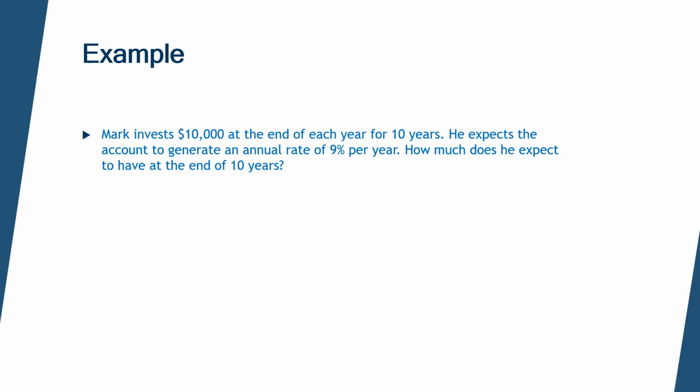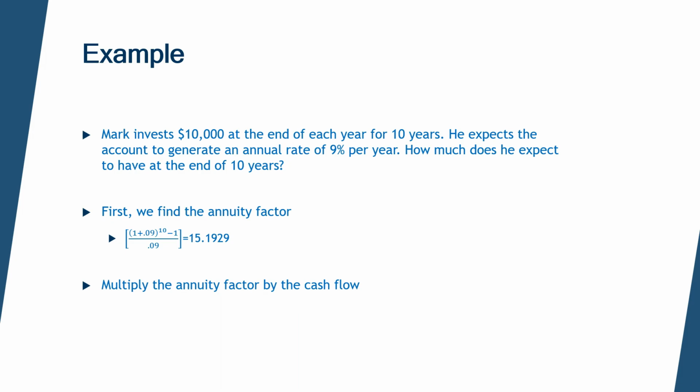We'll take that formula that we saw in the last slide. We're going to start with the annuity factor, and when we plug those numbers in, we get 15.1929. Now we're going to multiply that by the cash flow, the $10,000 cash flow. When we do that, we see that that annuity should be worth almost $152,000 at the end of that period. And that is the future value of an annuity.